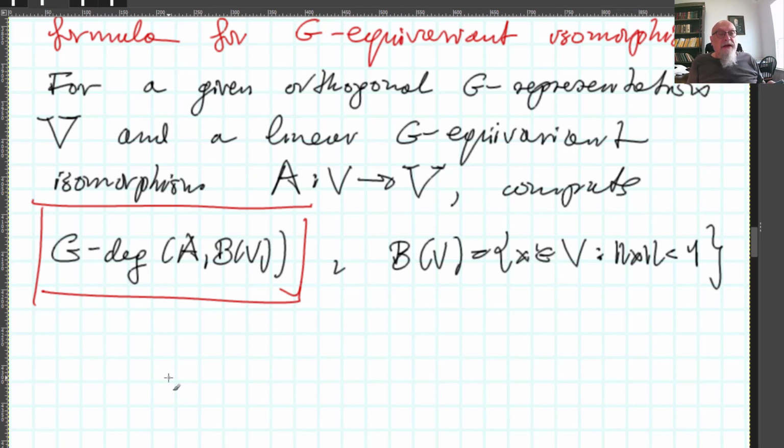So this is the end for now. In the next lecture we will derive this formula. Thank you.